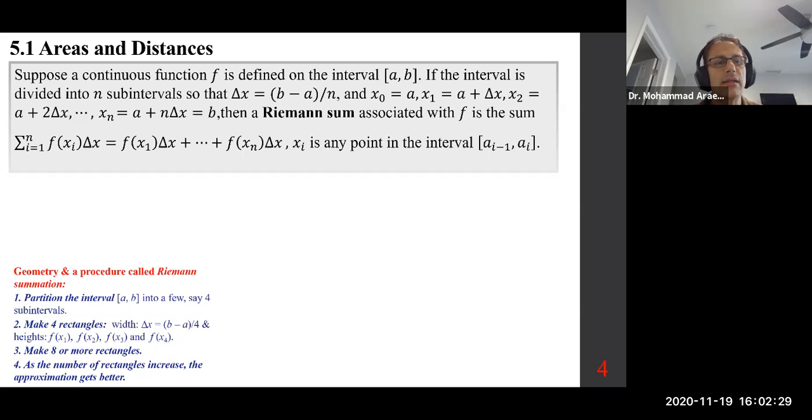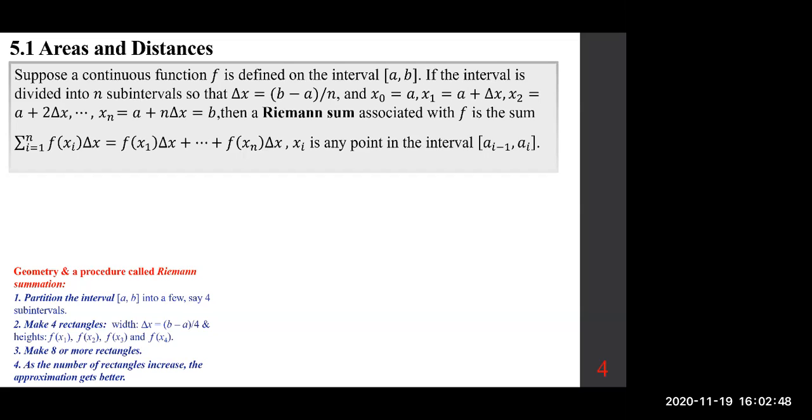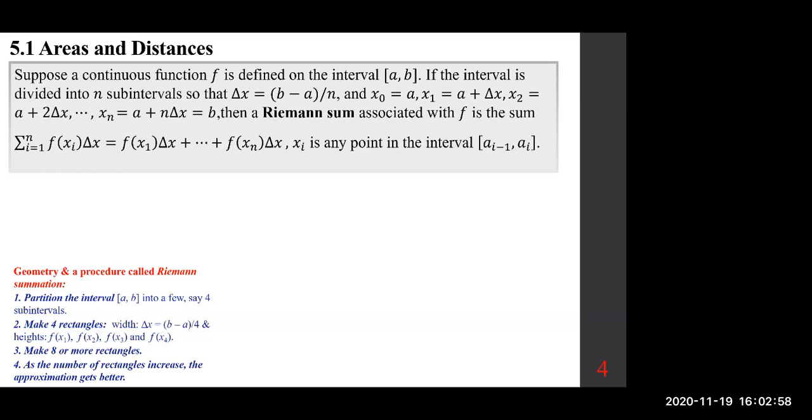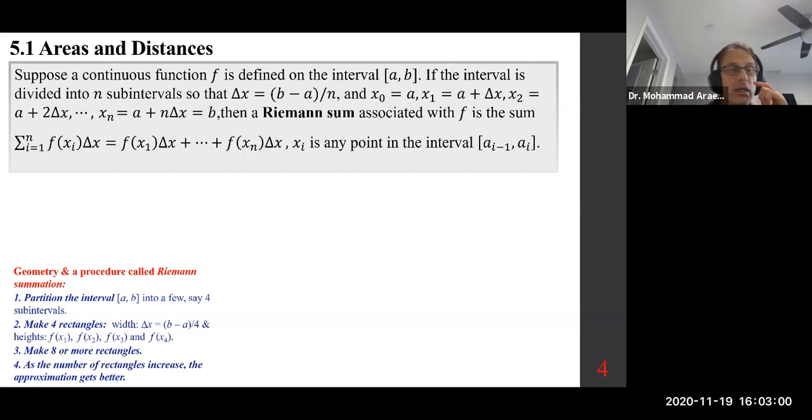The idea is that we partition the interval of a to b into a few, maybe 4 subintervals just to begin with. If we go with 4, then we make up 4 rectangles. The width is b minus a over n, and n is 4, so it's b minus a over 4. By the way, that delta x, which is the width, doesn't have to be fixed, but when we fix it and they all have the same width, it makes it easier to follow. Then the height for each piece is f of x sub 1, f of x sub 2, all the way to f of x sub 4.